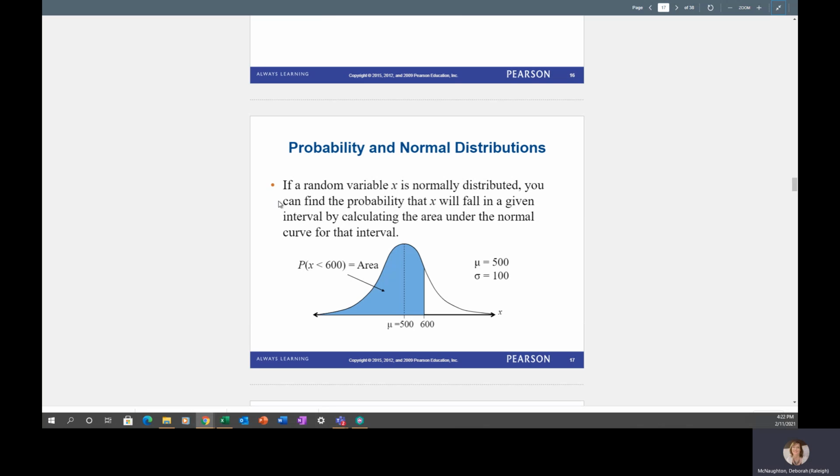So if a random variable x is normally distributed, you can find the probability it will fall in a given interval by calculating the area under the normal curve for that interval. Here it's showing us our mean is 500, our standard deviation is 100. And so again, 600 would be one standard deviation above the mean. So this is the inflection point. And we want to find the probability that x is less than 600.